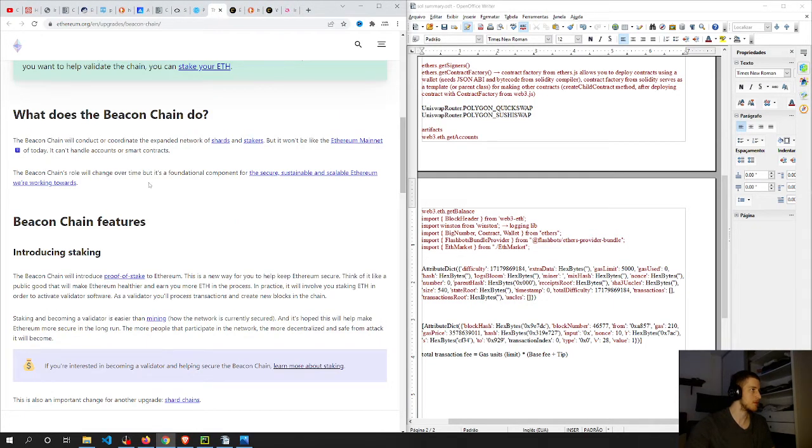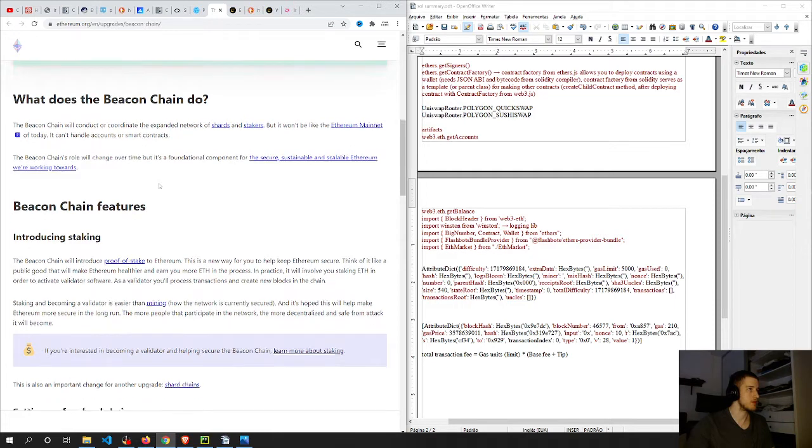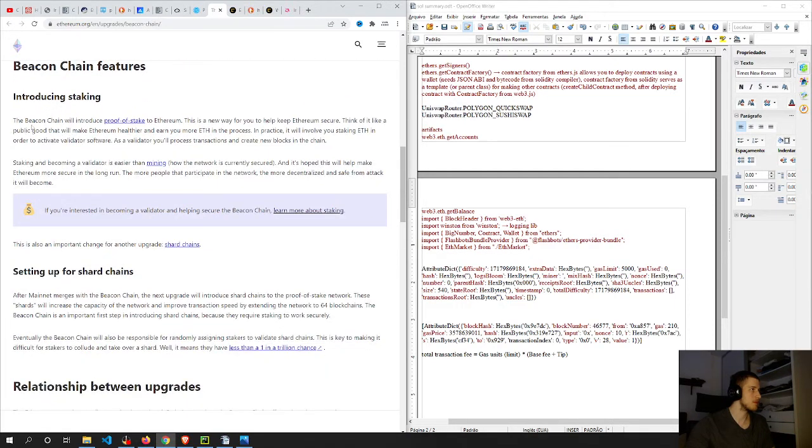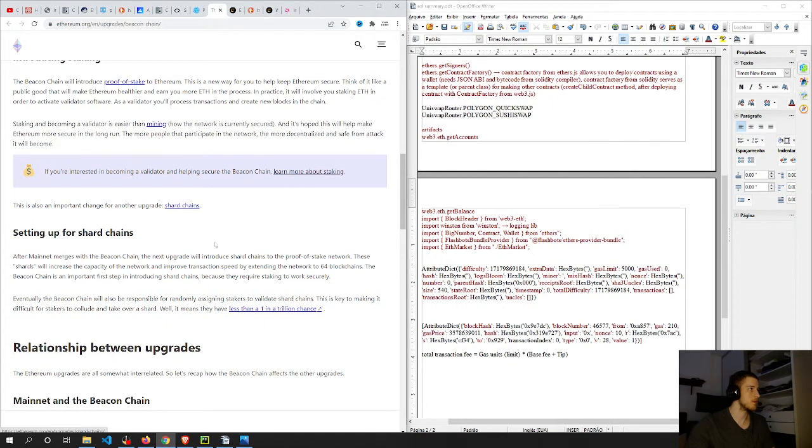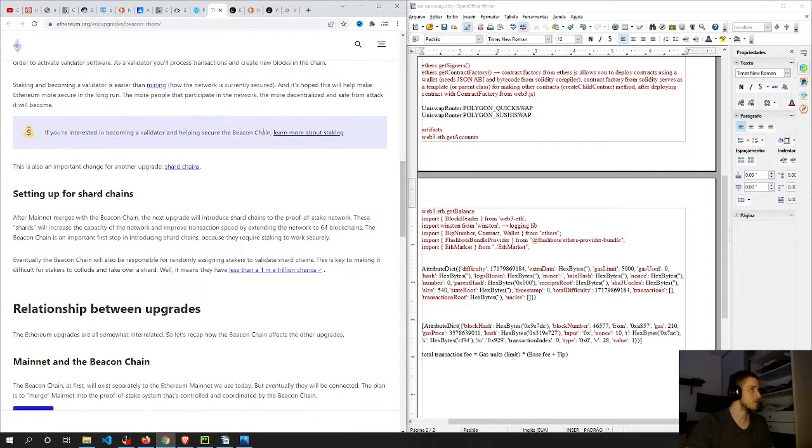Because the chain's role will change over time, but it's a foundational component. The Beacon chain will introduce proof of stake for Ethereum. This is a new way for you to help keep Ethereum secure. Think of it like a public good that will make Ethereum healthier and earn you more ETH in the process. Staking and becoming a validator is easier than mining, and it's hoped this will make Ethereum more secure.